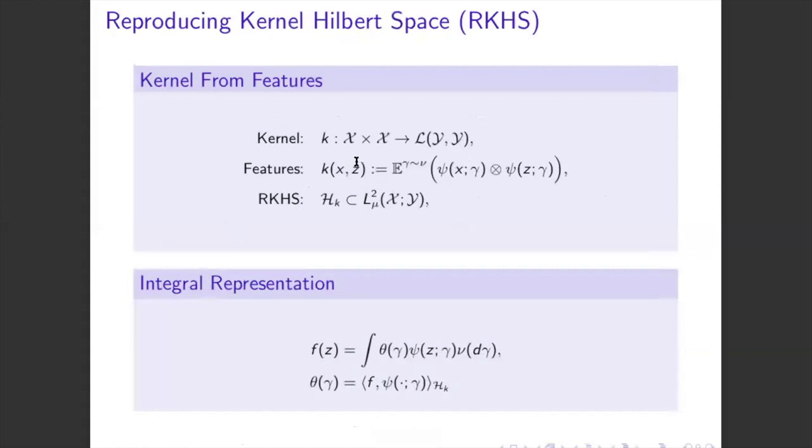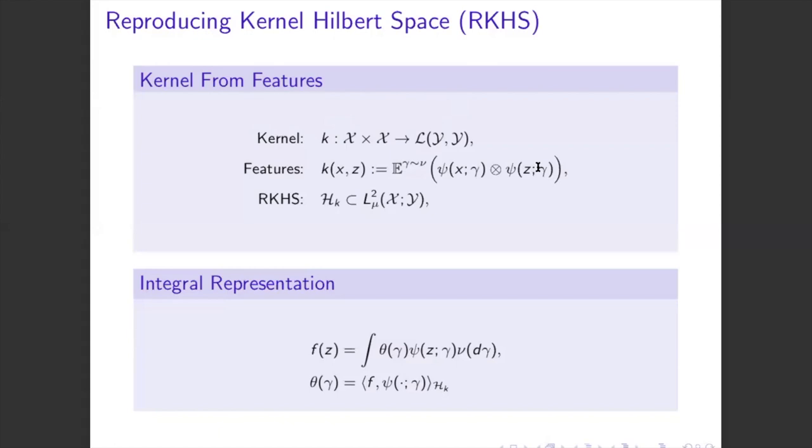All right, so let me describe to you a little bit of the theory that goes behind this. The key concept is that from the random function psi, one can make a kernel. And the kernel is a mapping from the input space crossed with itself to the space of linear operators from the output space into itself. And that kernel is constructed by taking the expectation of the outer product of the features.